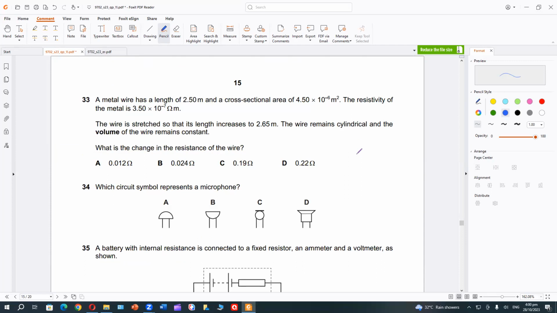A metal wire has a length of 2.5 meter, with a given cross-sectional area. The resistivity is given to be this much. The wire is stretched so that its length increases to 2.65. So this is L1, this is L2. The wire remains cylindrical and the volume of the wire remains constant. What is the change in the resistance of the wire?